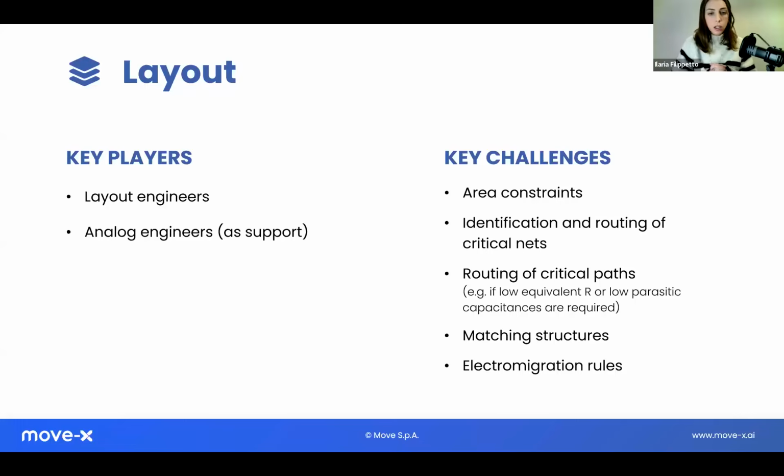Also, matching structures are really important to handle, and I'm talking about, for example, current mirrors or differential pairs in op-amps. And then we have electromigration, which is a phenomenon where high current densities cause metal degradation over time. So this phenomenon has to be taken into account and also has some related design rules that must be followed.